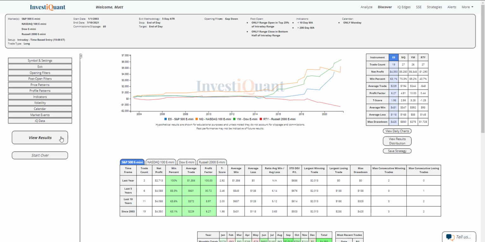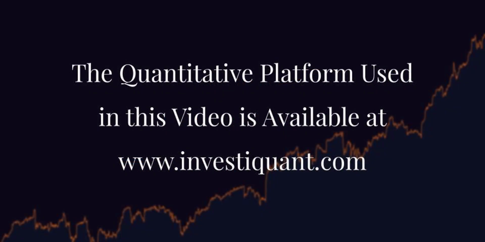So historically speaking, this pattern has been a little bit more favorable towards the bulls as we approach the close in 3 of the 4 instruments. Hopefully you found that helpful.